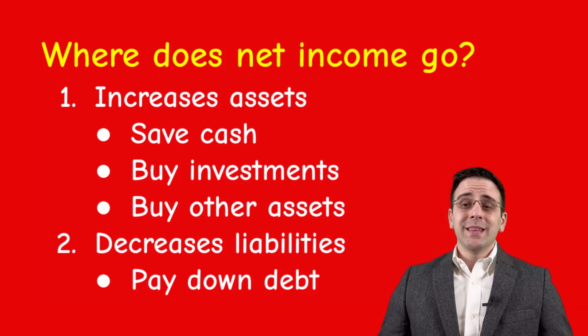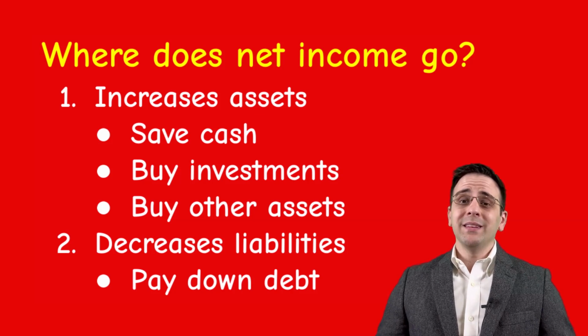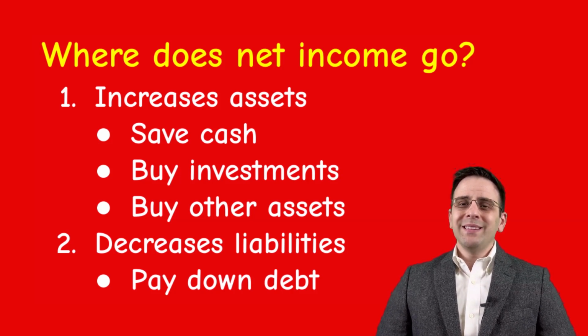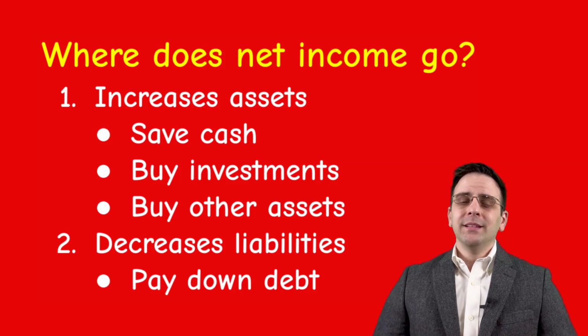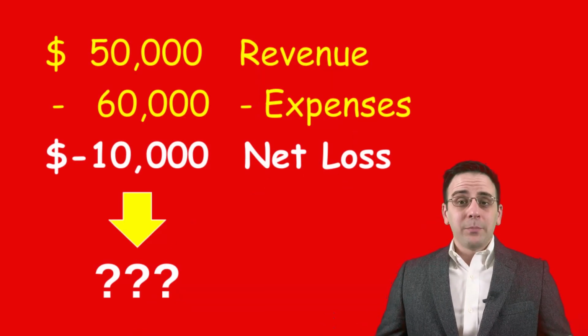Another option is that my net income can go to paying down debt. When my net income is used to pay off debt, liabilities decrease, but my net worth still goes up. In each of these scenarios, net income increases net worth. It's that simple. Now let's assume the opposite.